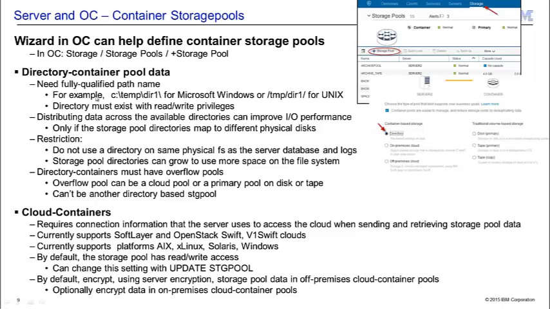If it's a directory container, then you need a fully qualified path name, and that directory needs to already exist with read-write privileges. Now, in order to improve your I/O performance, you can distribute the data across multiple directories, but those directories should map to different physical disks. You do not want to use a file system that is the same as your Spectrum Protect database or logs.